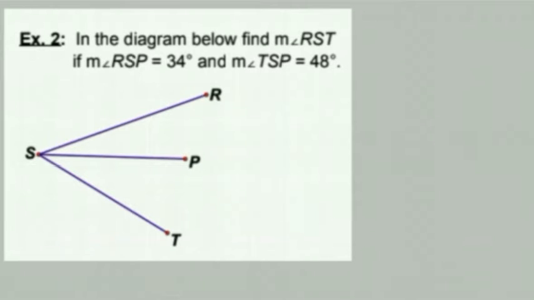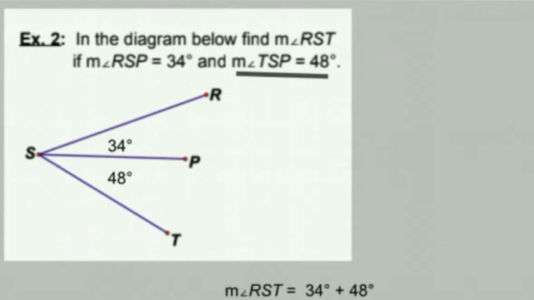So we'll use the angle addition postulate for example 2. In this diagram, we are told that the measure of angle RSP is equal to 34 degrees, so I'll mark that angle as a 34-degree angle. We're also told that the measure of angle TSP is equal to 48 degrees, so I'll mark that as a 48-degree angle. That means the measure of angle RST is going to equal the sum of those two angle measures, 34 plus 48 degrees, which gives me 82 degrees.